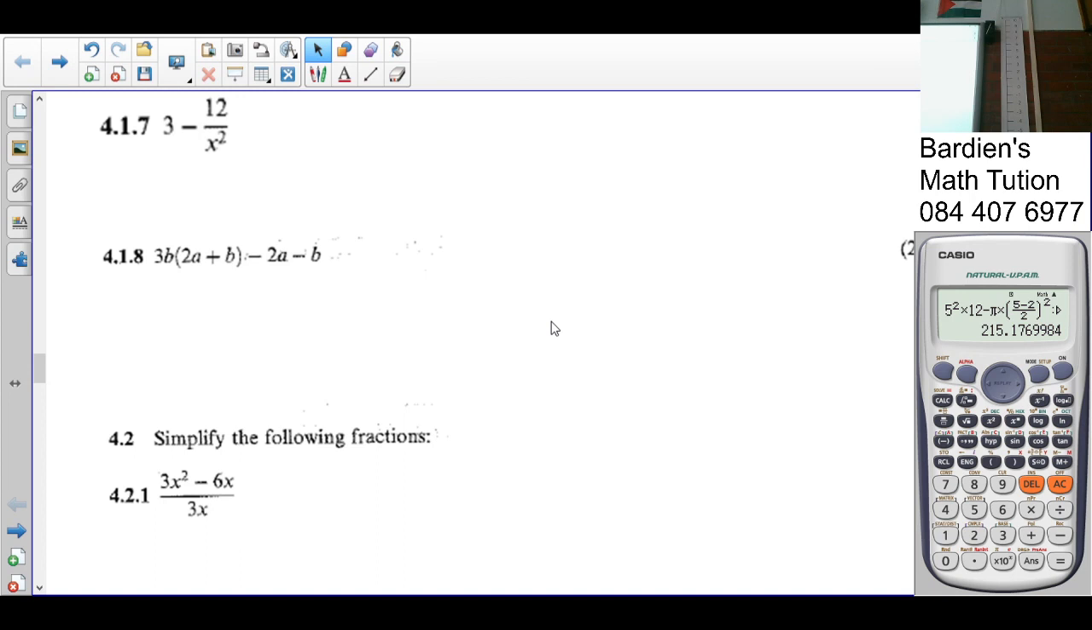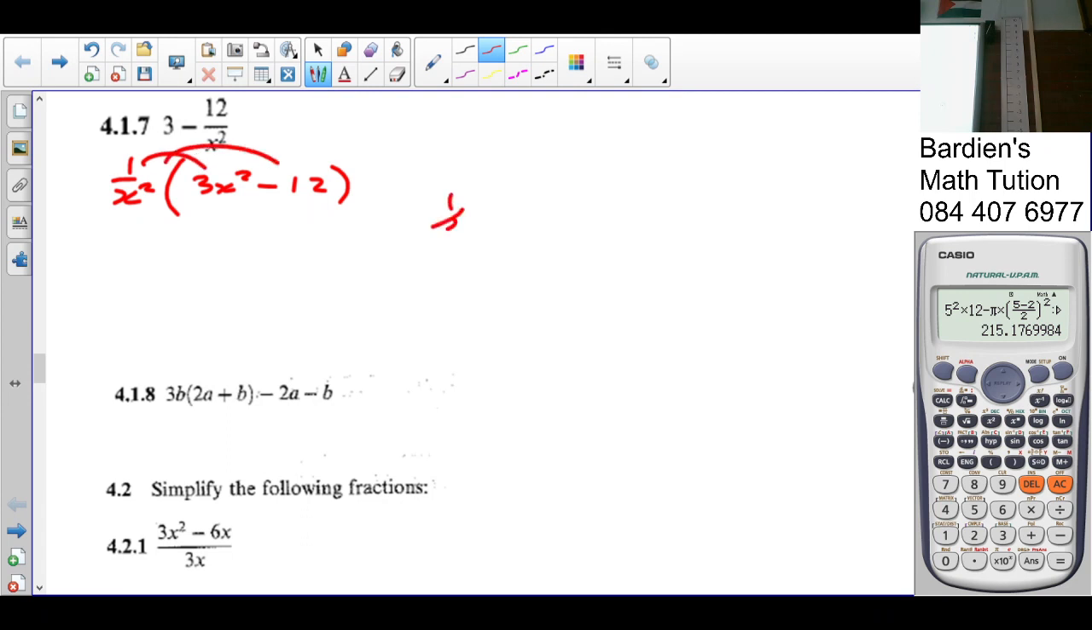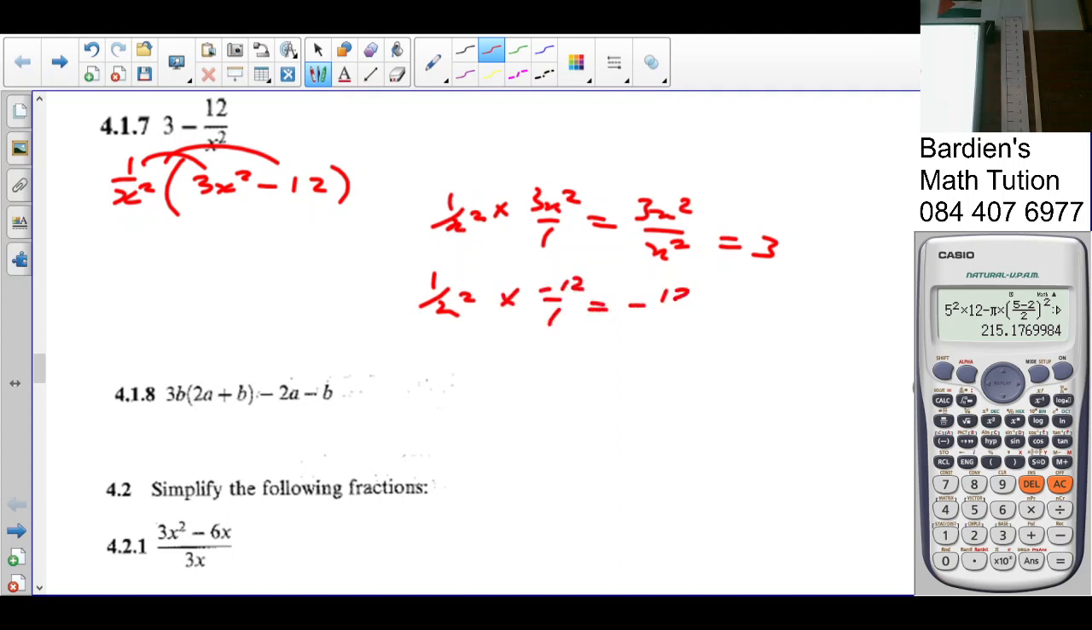So, what we have to do first here is there's many things I can do. Okay? I can take out the LCM here. I'm going to do it 2 ways here. We take out the LCM first, which is 1 over x squared. I'm then left with 3x squared minus 12. Can you see that? Because if I multiply this back in, that's going to give you 1 over x squared times 3x squared over 1, which is 3x squared over x squared, which is 3. Can you see that? 1 over x squared times negative 12 over 1 is going to be negative 12 over x squared, and that's what we have in the question.